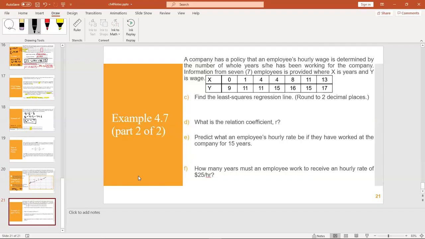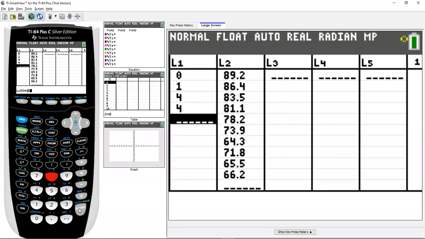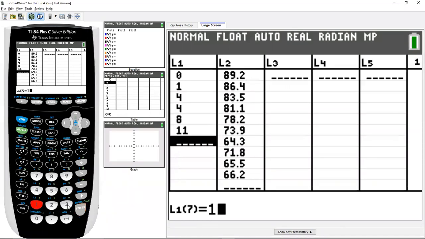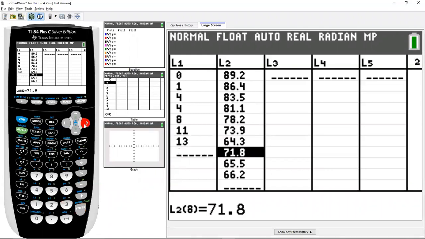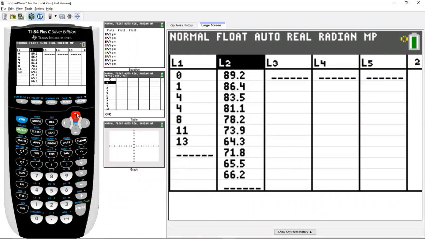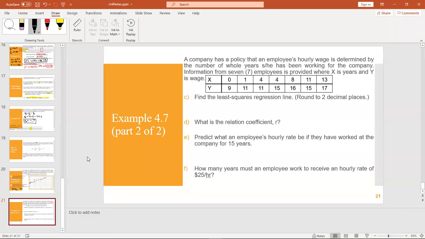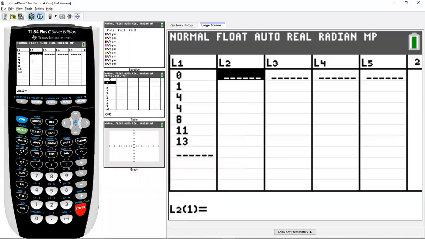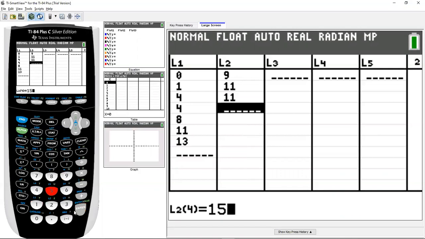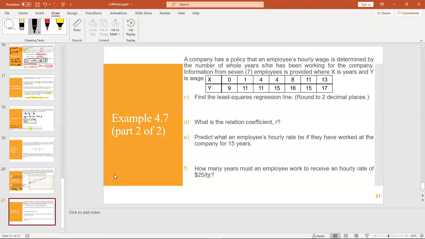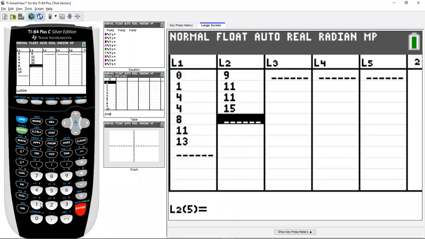And then what do we have? 8, 11, 13. You have to push enter after every number. I don't know if I ever said that out loud, but that's what you gotta do. All right, so then you do clear enter. Let's go for list number 2. 9, 11, 11, 15. Then what? 16, 15, 17. All right, there we go.